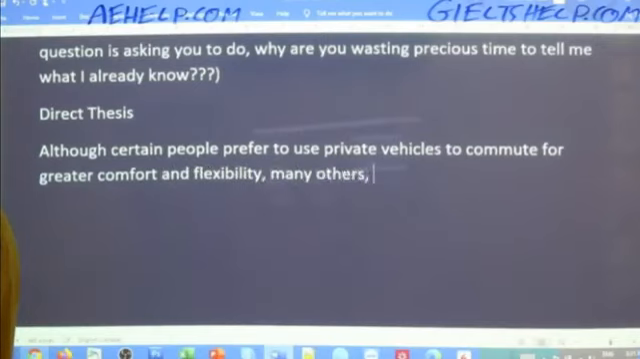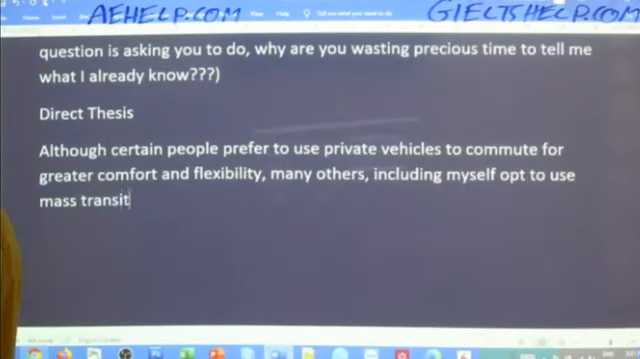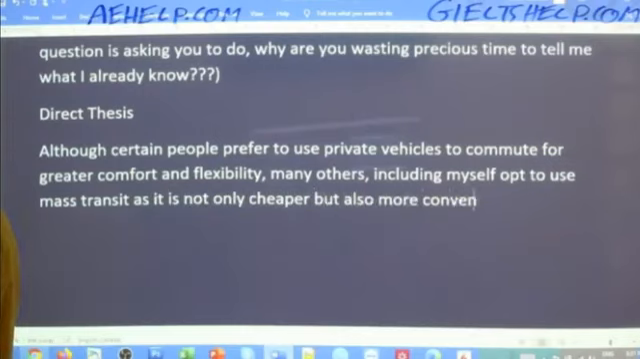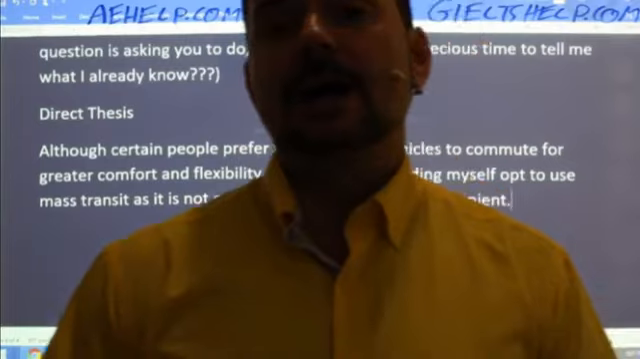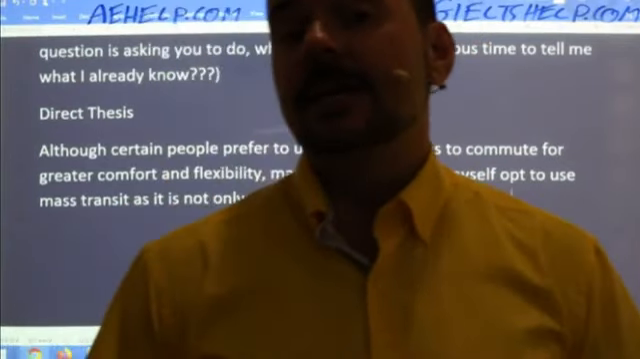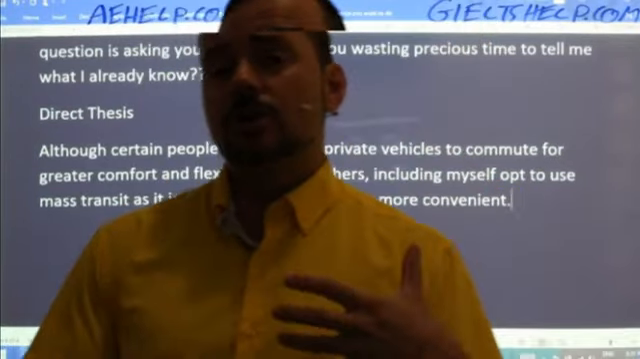Many others, including myself, opt to use mass transit as it is not only cheaper, but also more convenient. Okay, so I'm going to go with convenient because I'm a student. I can study while I'm on mass transit. I don't have to sit in traffic. Okay, so I chose convenient.